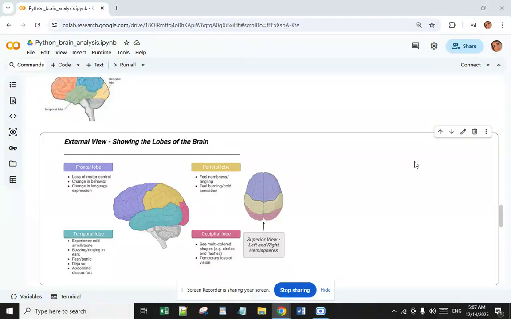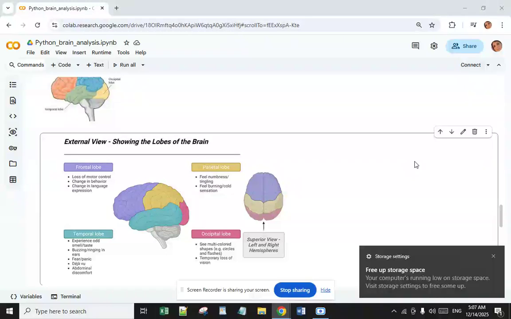The next one is voxel-based morphometry on OASIS dataset. Study the relationship between aging and gray matter density using data from the OASIS project.